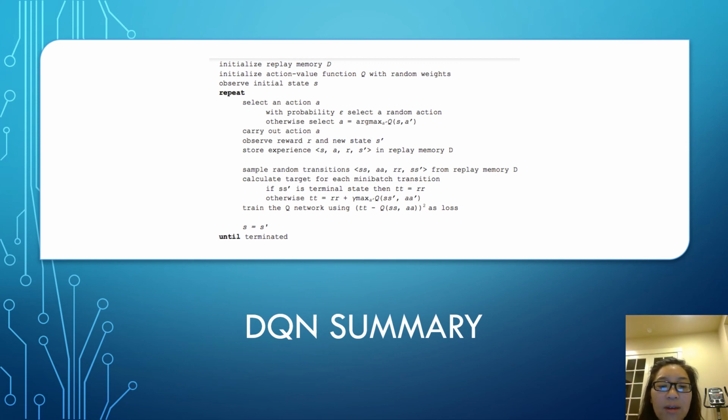We calculate the target for each mini batch transition. We calculate the target for each memory. If the new state is terminal, then the target is equal to the reward. Otherwise, the target is equal to the reward plus the maximum action value function of all the actions in the new given state. And then we train the neural network using the loss function, the target, which we determined previously, minus the action value function, squared. And then we update to a new state. And then we repeat all this until the episode is terminated.